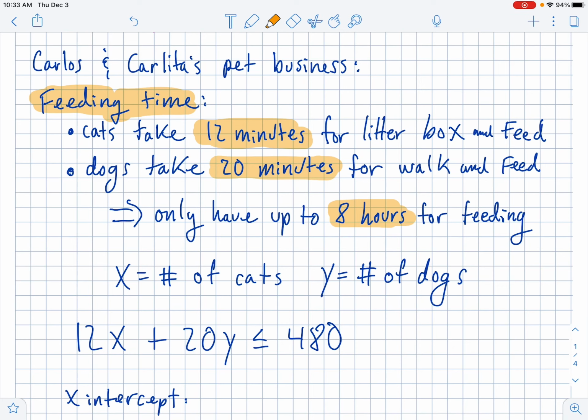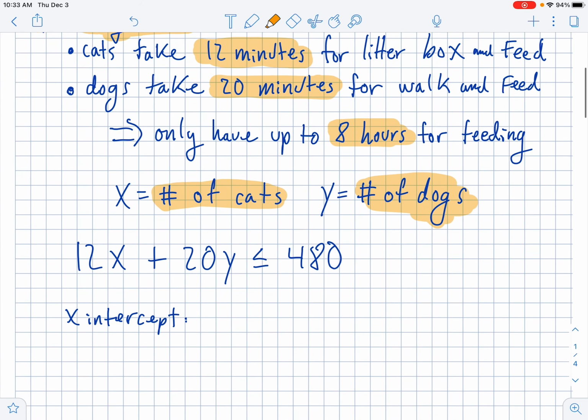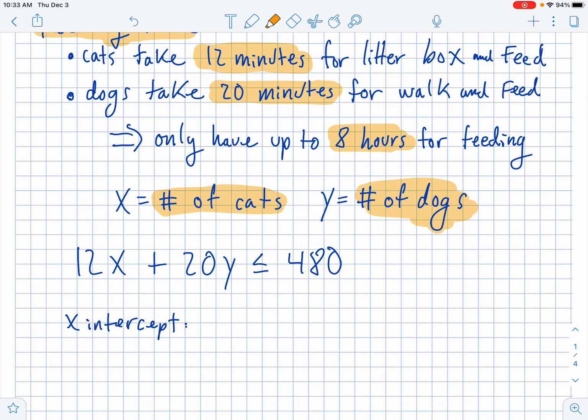With all of these inequality problems, if you're going to use variables like x and y, you need to define those variables. So I'm going to say that x is the number of cats in Carlos and Carlita's business, and y is the number of dogs. It takes 12 minutes per cat and 20 minutes per dog, so the total time for feeding is going to be 12x plus 20y, and that needs to be less than or equal to 480.